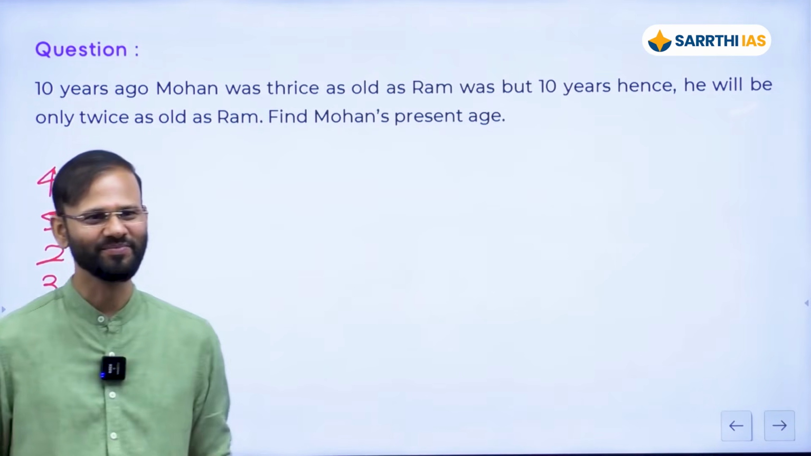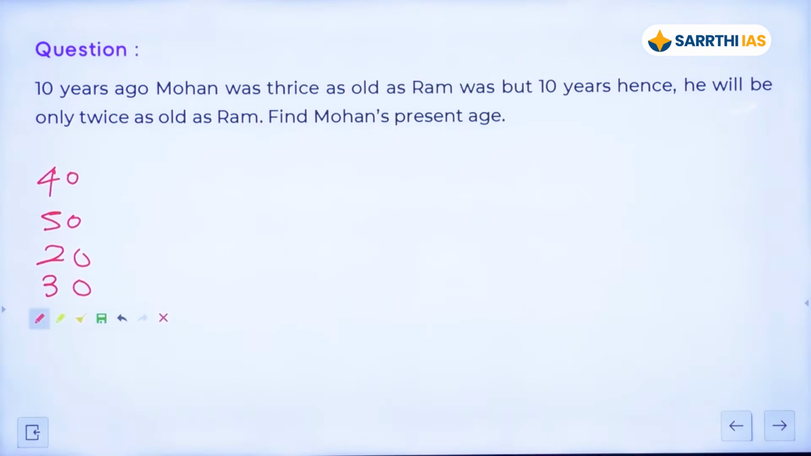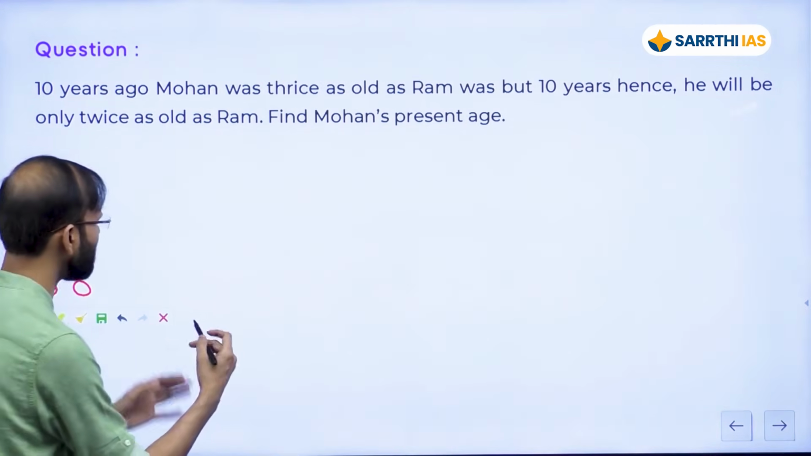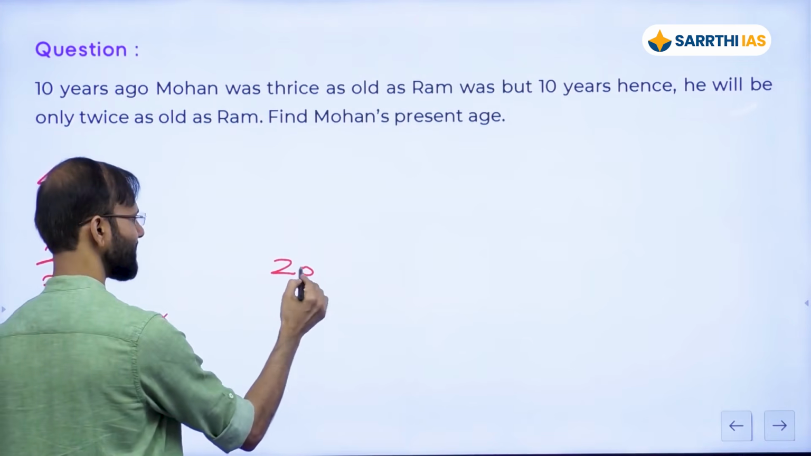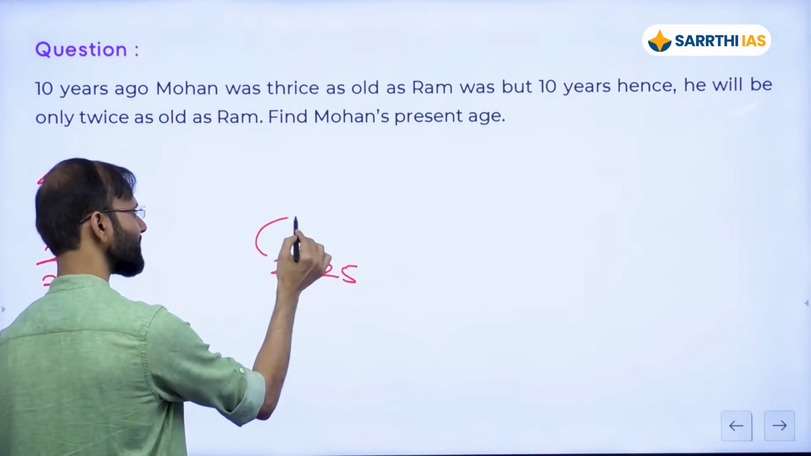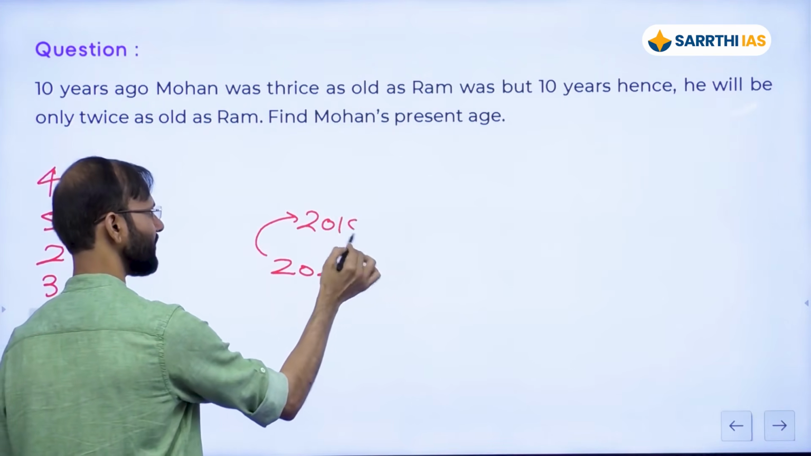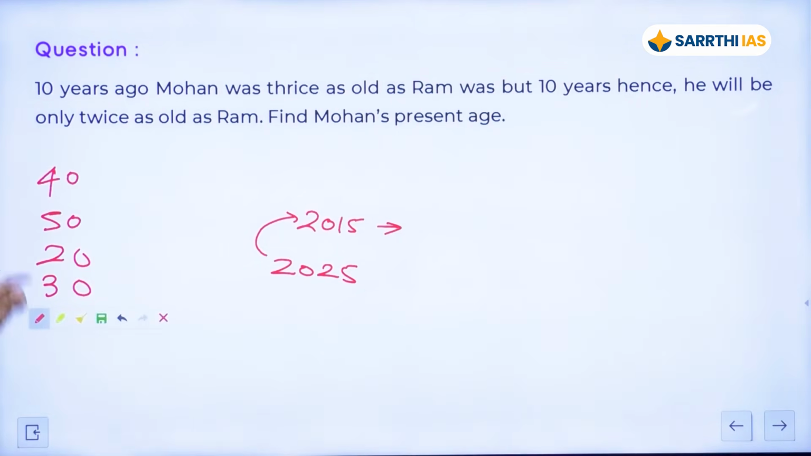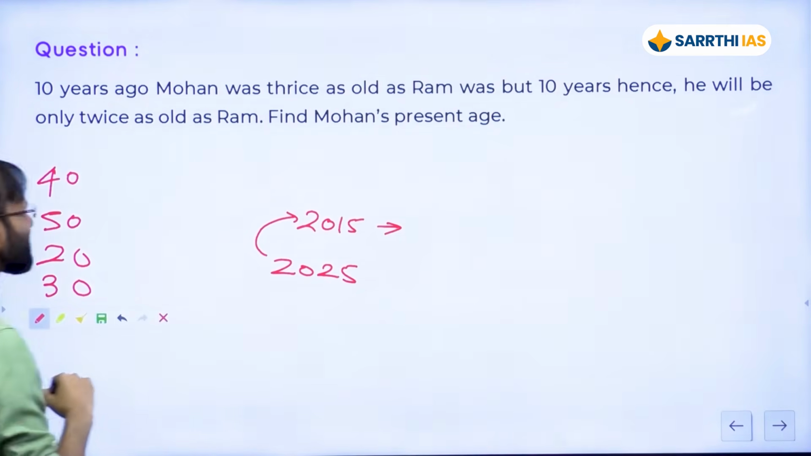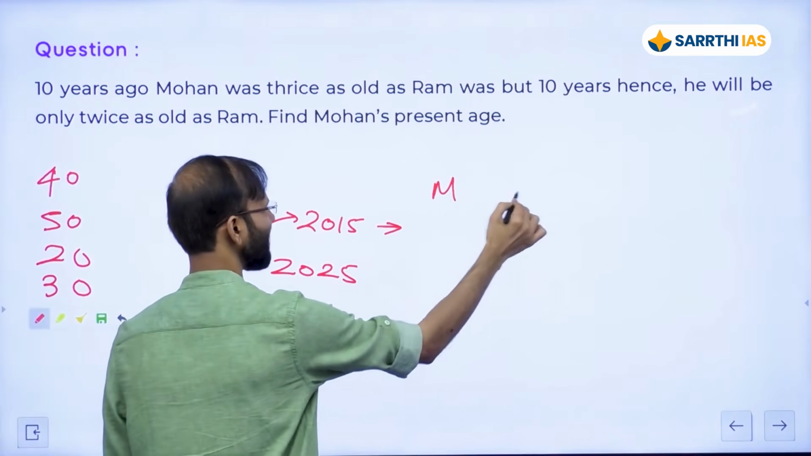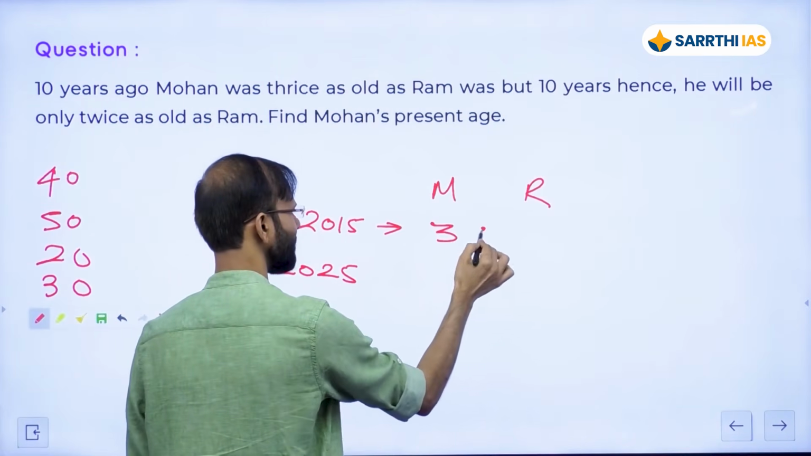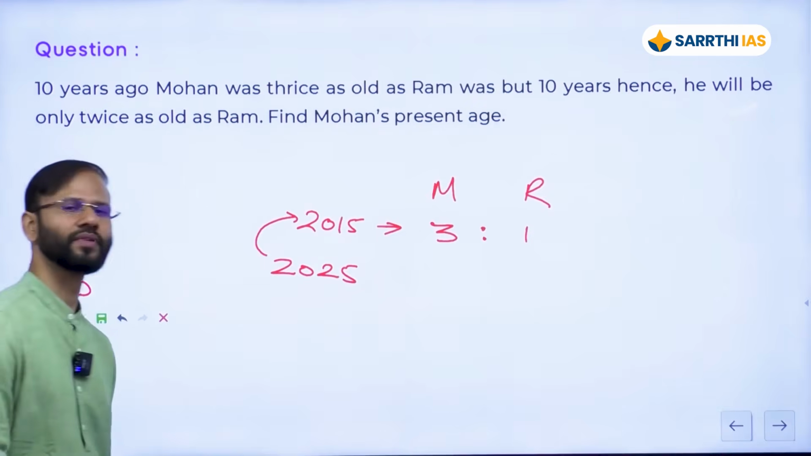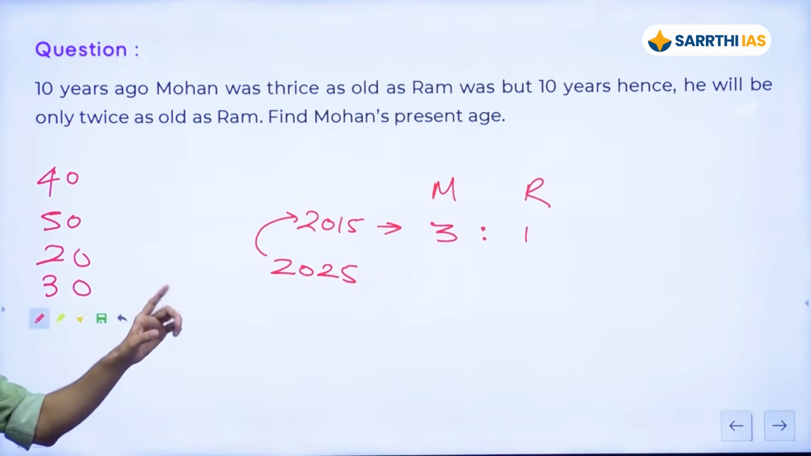एवरीवन शैल वी डिस्कस. अब रुक जाइए आप लोग, ठीक है, मैं करता हूं. देखिए एवरीवन, 10 years ago, mind it, the question is saying 10 years ago. So present year is, let's say 2025, guys. 10 years ago it must be 2015. 10 years ago Mohan was thrice as old as Ram. So this is Mohan and this is Ram. So this is 3:1. 10 years ago, guys, the present ratio is not given, mind it.